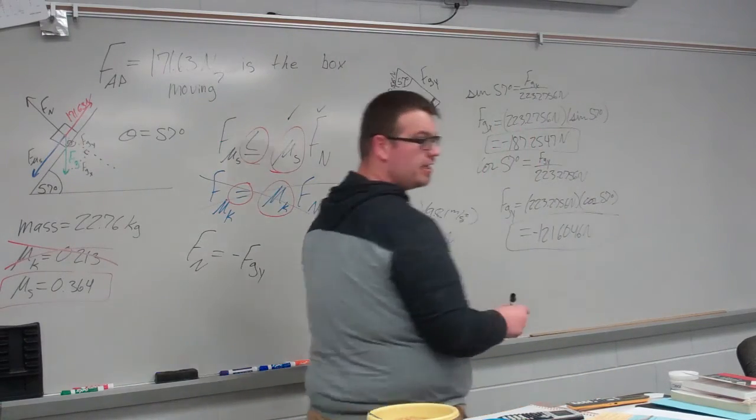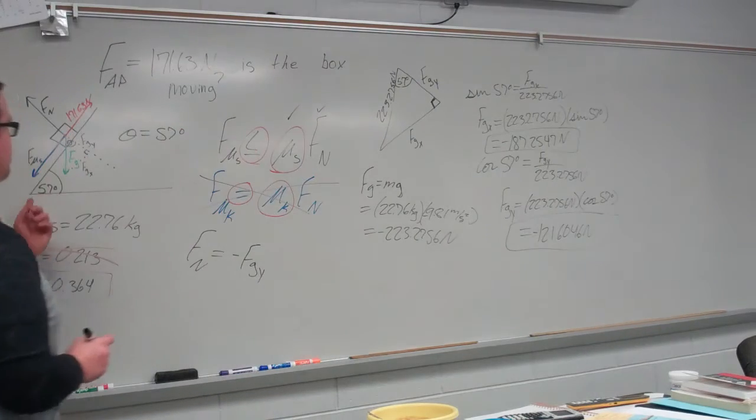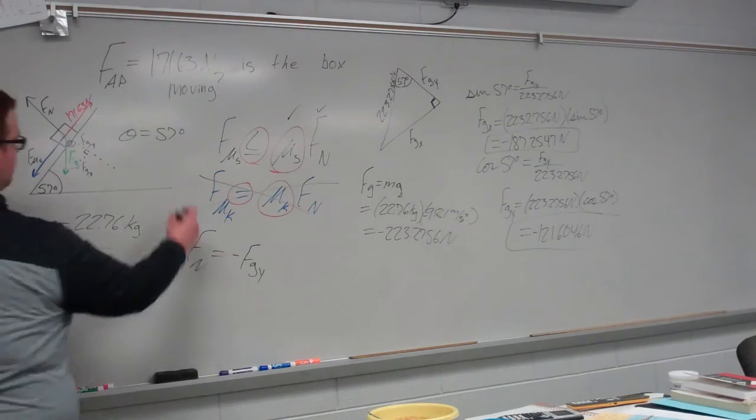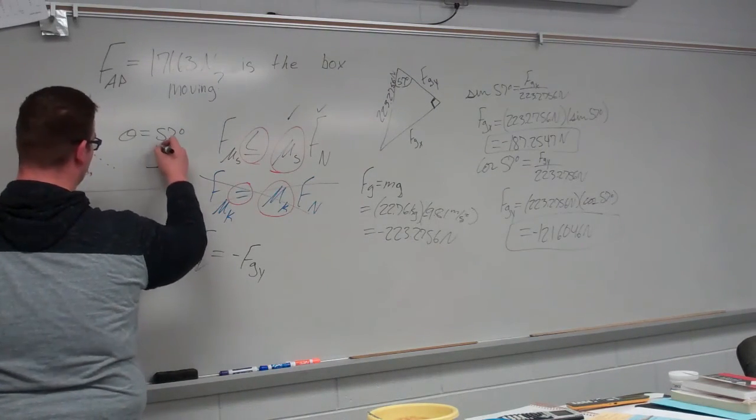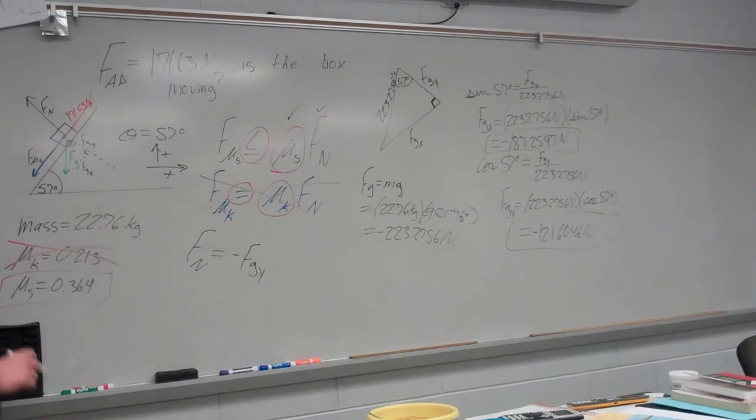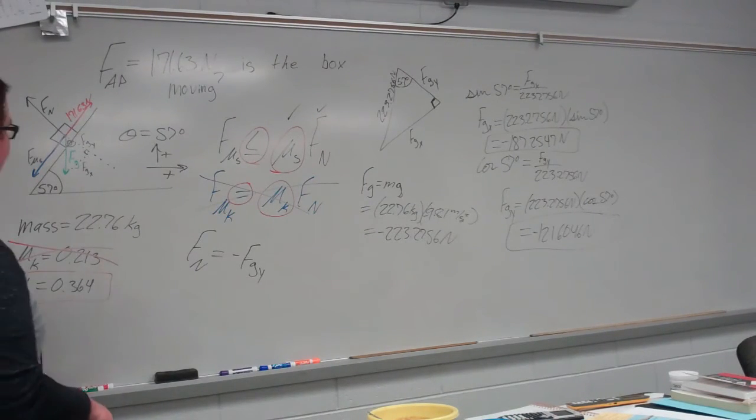In this case, when you're not dealing with the triangle, are these negative? Yes. Why are they negative? They're going in negative directions. To the right, positive. Up, positive. Okay, now what can I add information-wise?